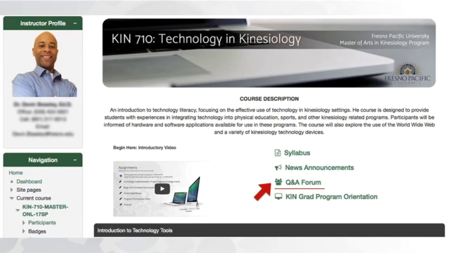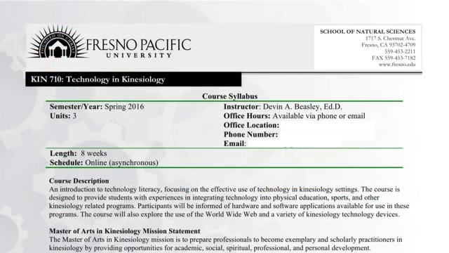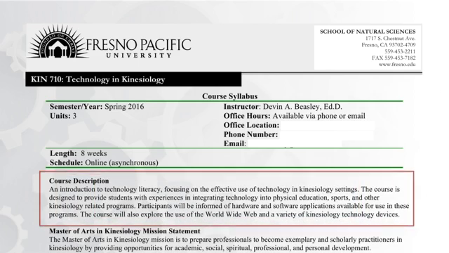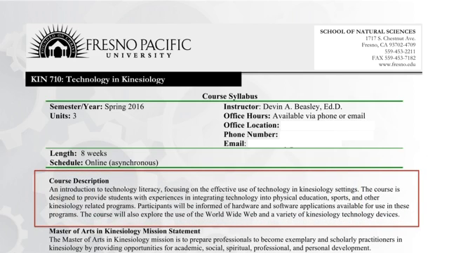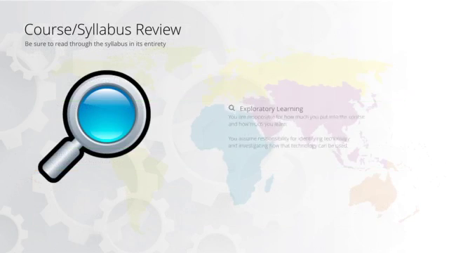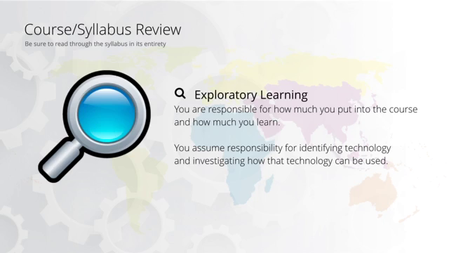The course description states the purpose of the course, which in summary is just for you to research and investigate how technology can be used in your professional setting. And the course is mainly based on what we call exploratory learning. And this means that you as the student assume the responsibility for researching and identifying different forms of technology and investigating how that technology can be used for your job-related purposes.